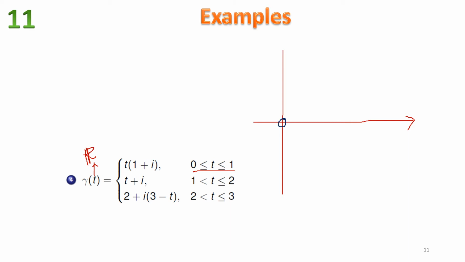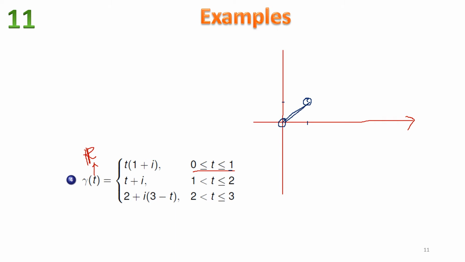As t grows, let us go to the end point. When t is equal to 1, it will be 1 plus i. So here I want to advance unit distance on the real axis and unit distance on the imaginary axis, such that I am reaching the point 1 plus i. Now it moves smoothly from this point to this point.